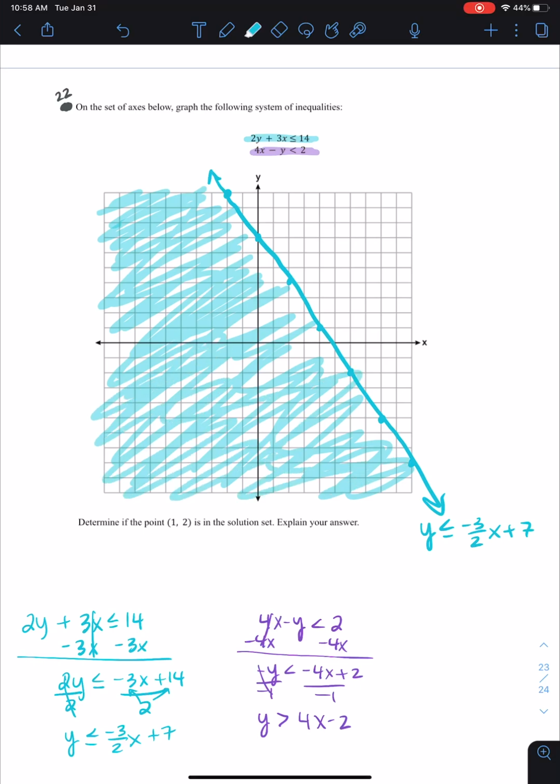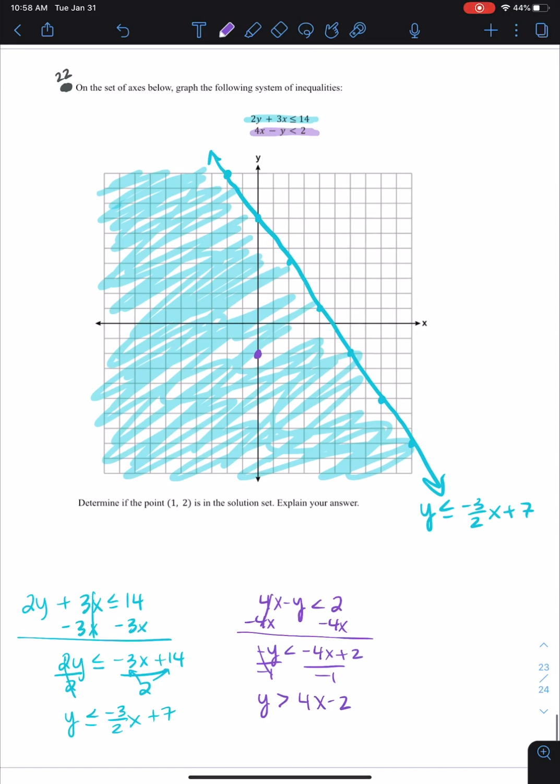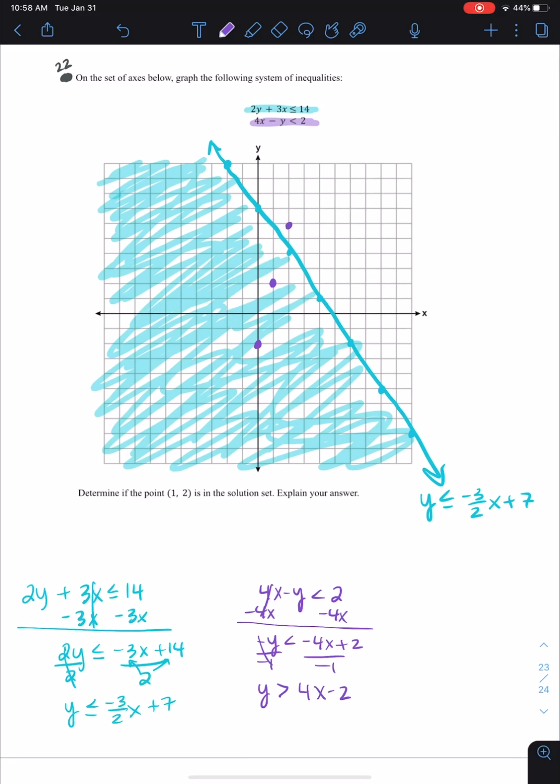All right, now let's graph the purple line. It has a y-intercept of negative 2 and a slope of 4. So rise 4 and run to the right 1. Rise is 4, run is 1. And then we go down and to the left.